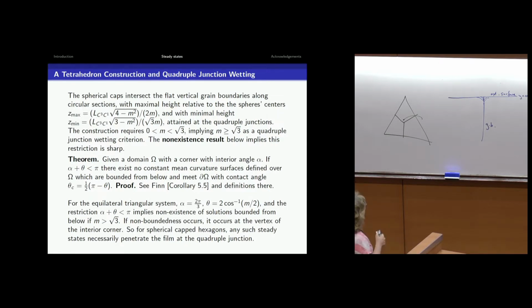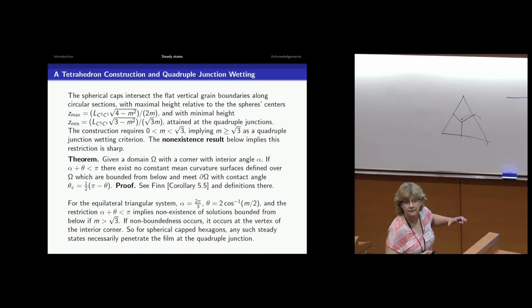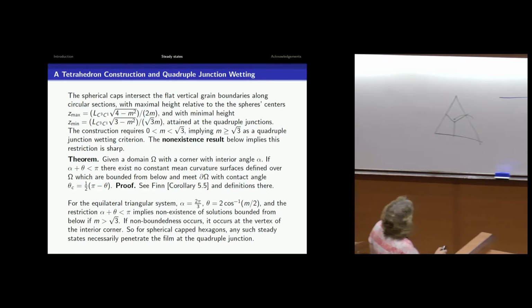over omega which are bounded from below. Okay, and this is by comparison theorems and nothing too fancy, but it's a lot of work. It's in this book on capillary surfaces of Finn. Okay, and so what does that mean for us?